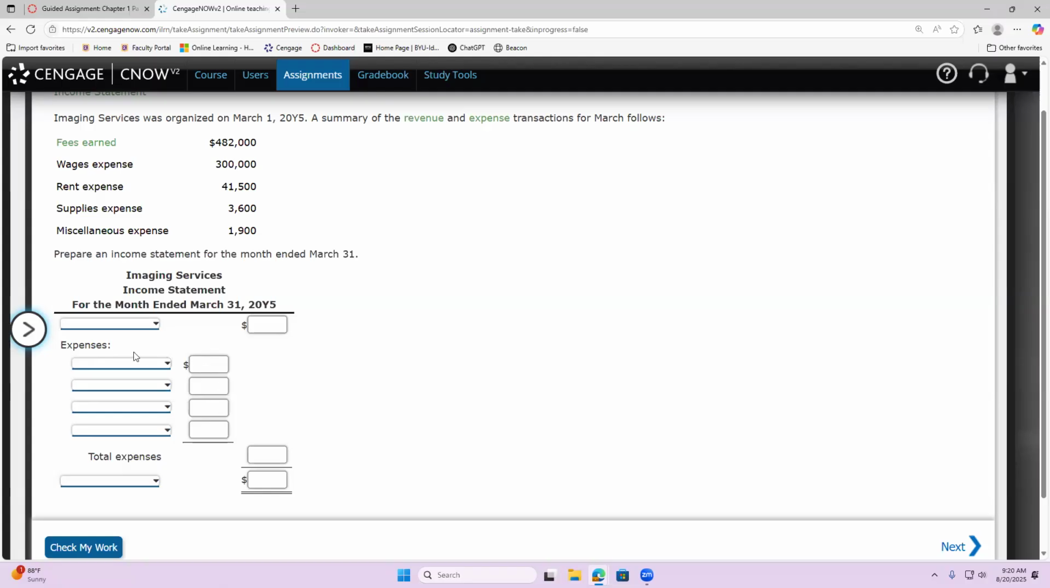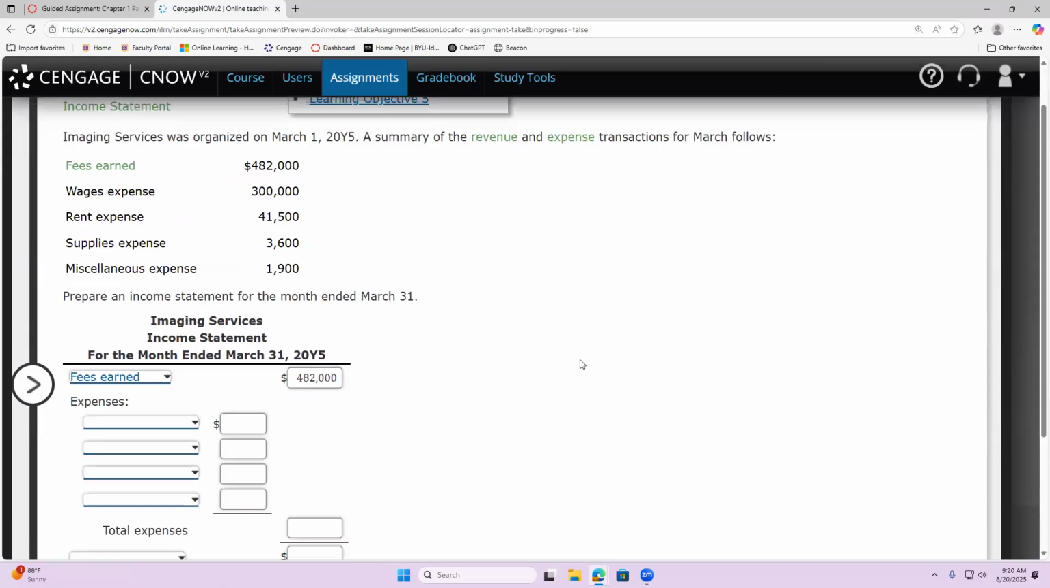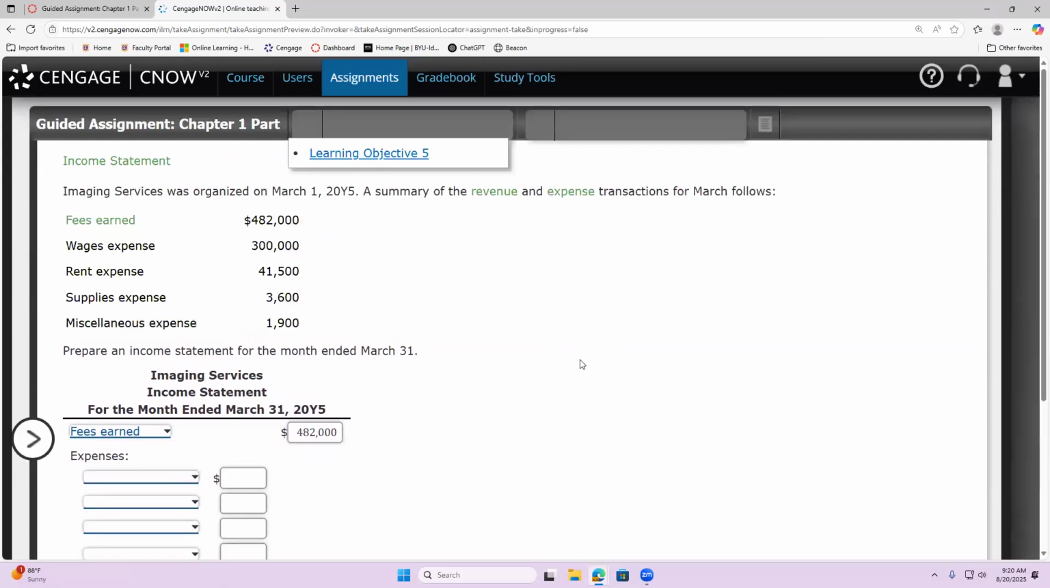So what goes at the top of the income statement? Yeah, our revenue account, and this one's called fees earned. So mine's 482,000. Some of these problems, as they get bigger, you start having to scroll a lot, which I could tell frustrates people. A lot of people will take a picture of the top stuff with their phone so they don't have to scroll back and forth. I wish there was a better way, but there isn't.